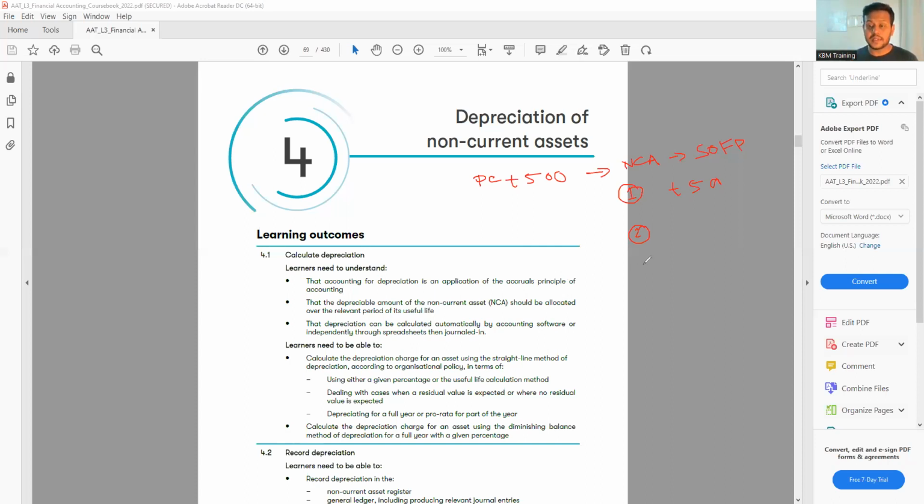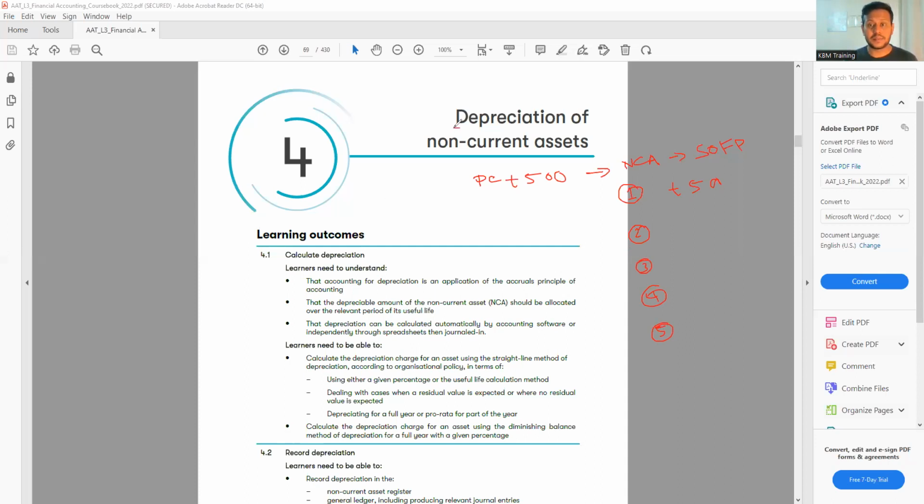Then after 3 years, it goes down more. After 4 years, it goes down more. And after 5 years, it should go to 0. So that means every year we have to reduce some value from the non-current asset. And the method we follow to reduce the value of the non-current asset, we call it depreciation.